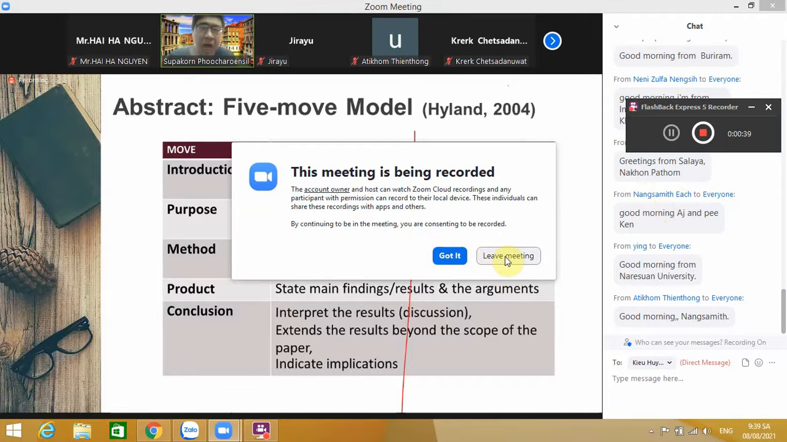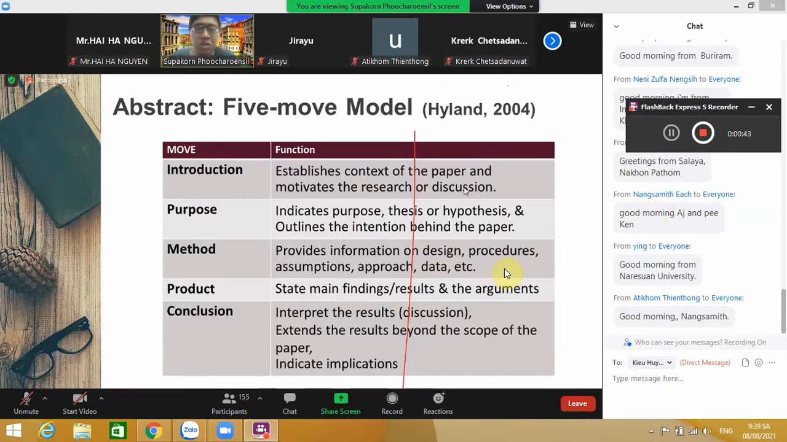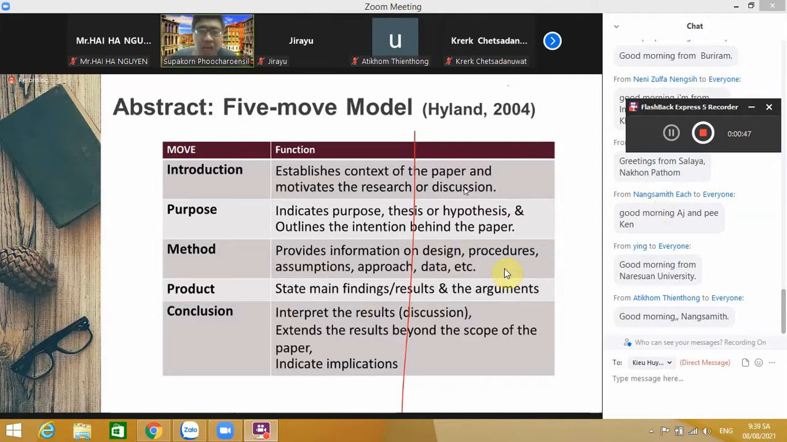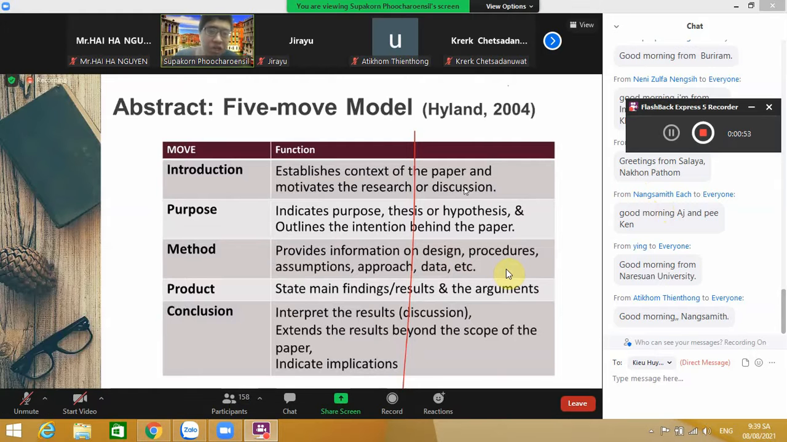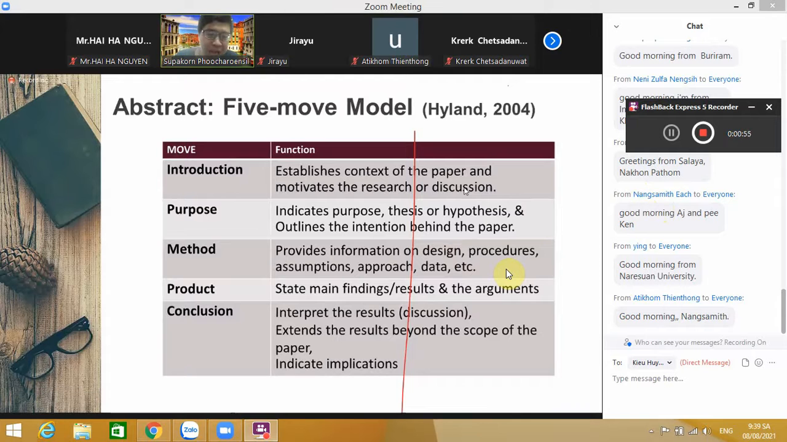So according to Hyland, actually, there are many models that you can follow, right? But one of the most famous is by Hyland 2004. It's known as the 5-move model, containing introduction, purpose, method, product, and conclusion.